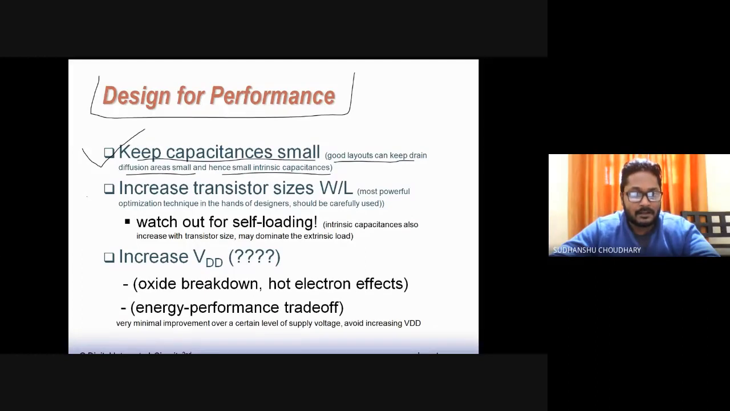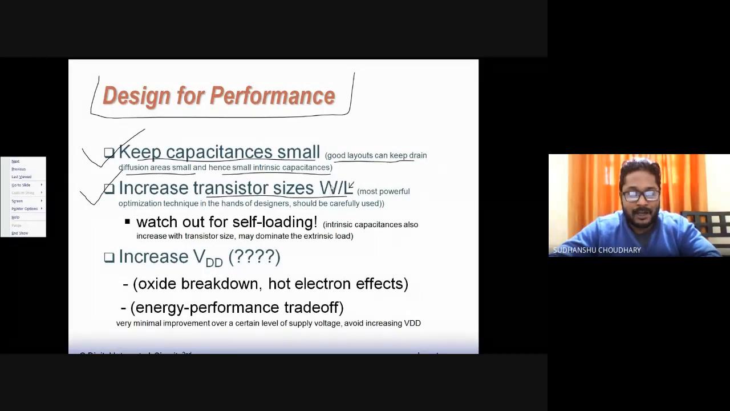Then the next rule for designing for high performance is increase the transistor sizes, that is the W by L ratio. L we don't change, but W we change, because in the process technology L is constant. Maybe if we are working on a 0.25 micron process, L will always be constant. But yes, W can be varied. In fact, this is the only tool in the hands of the designer, that is W. So W can be increased.